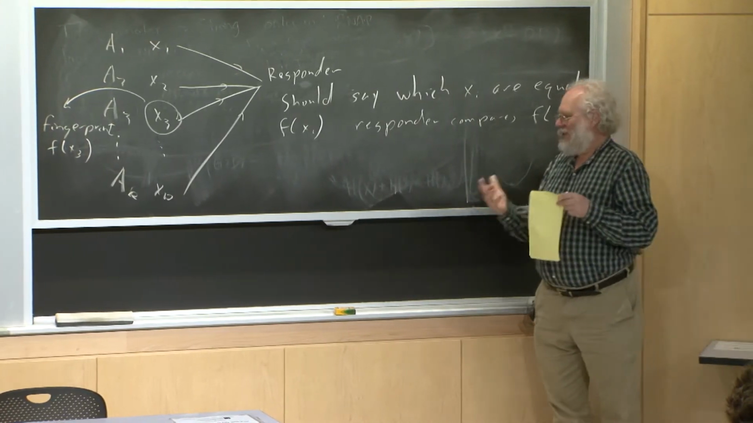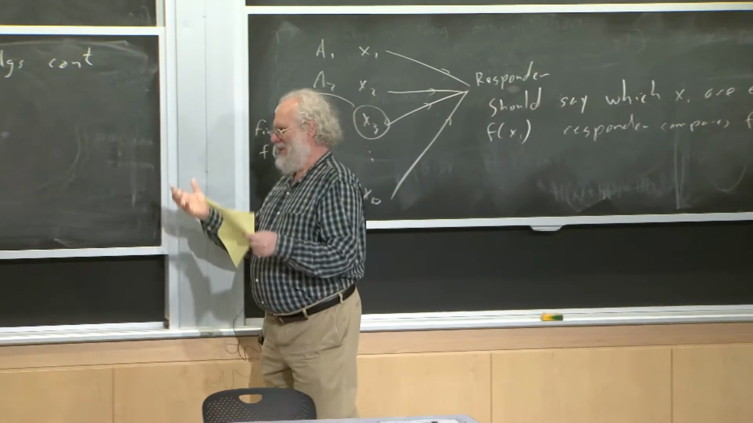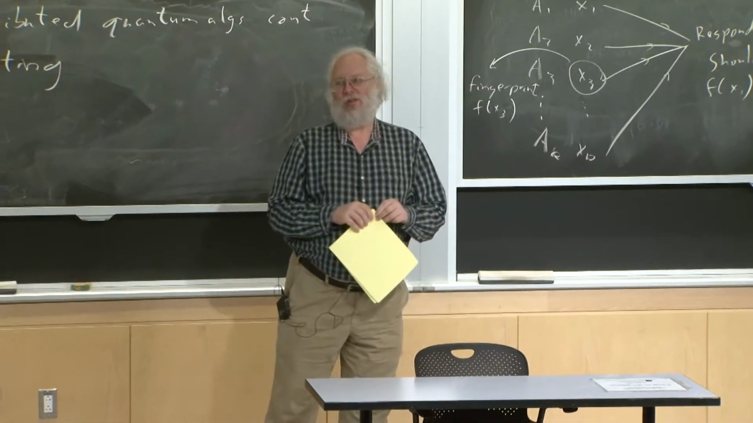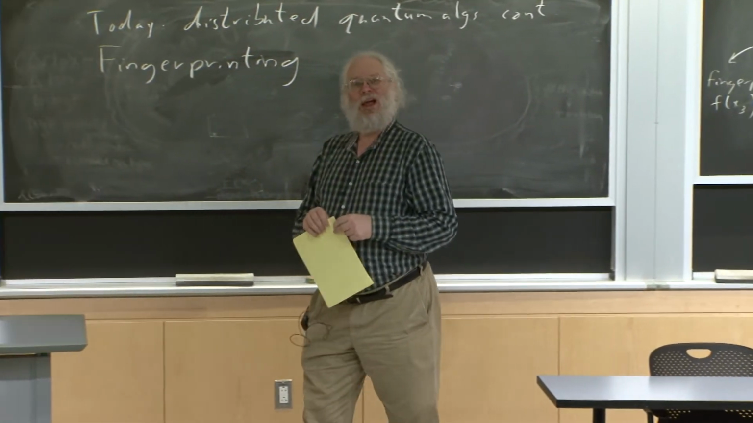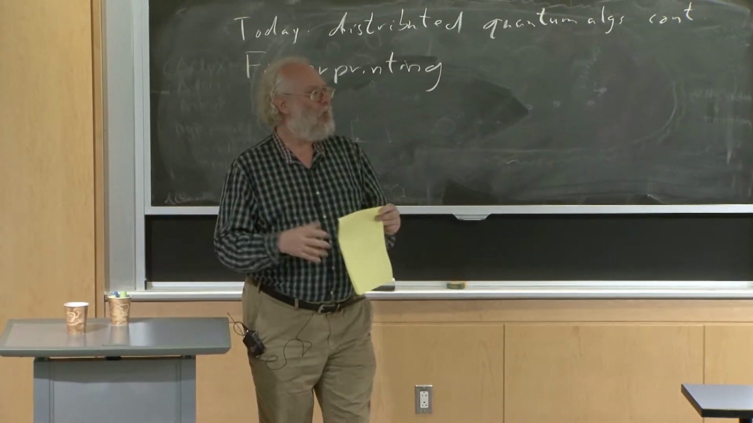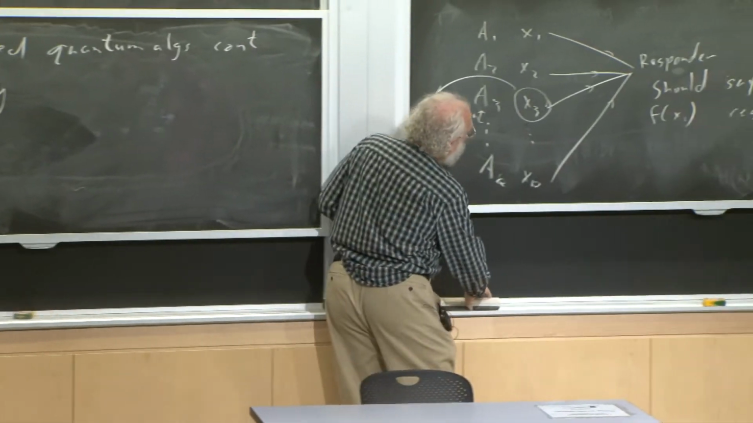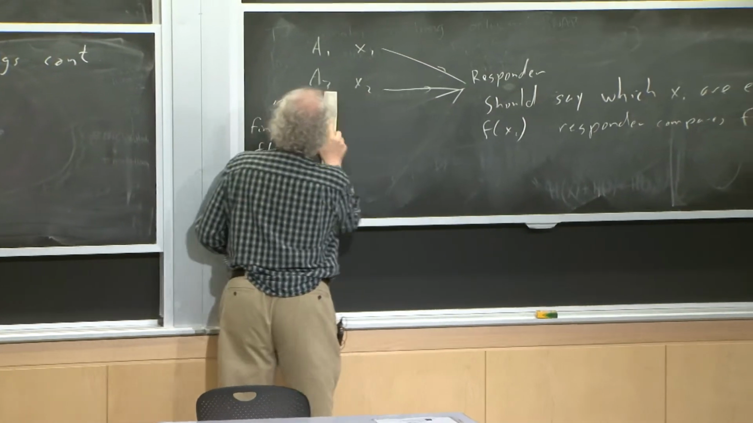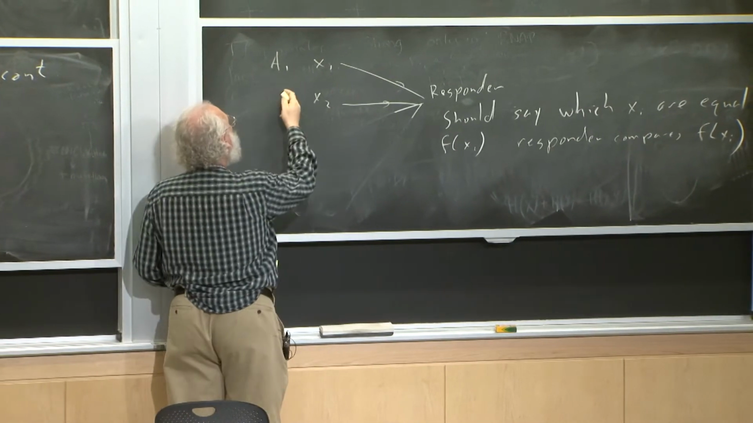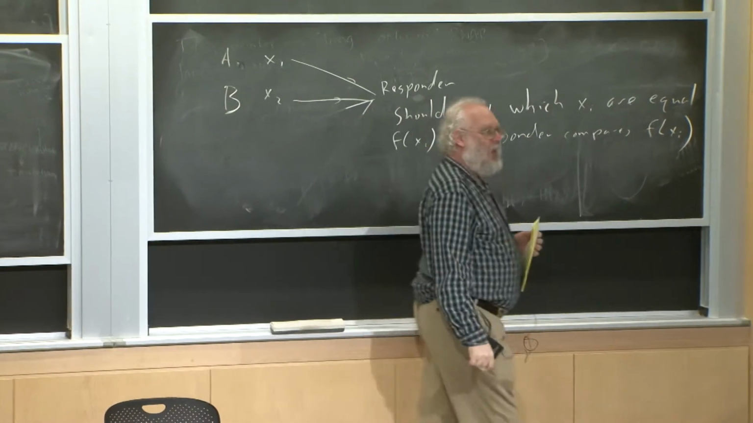Because the quantum fingerprinting algorithm does better than the classical fingerprinting algorithm. But before we understand that, we have to understand when the classical fingerprinting algorithm works and when it doesn't. So first thing is actually, we can just worry about two Alices, and we will rename the second one Bob. So we have Alice and Bob.